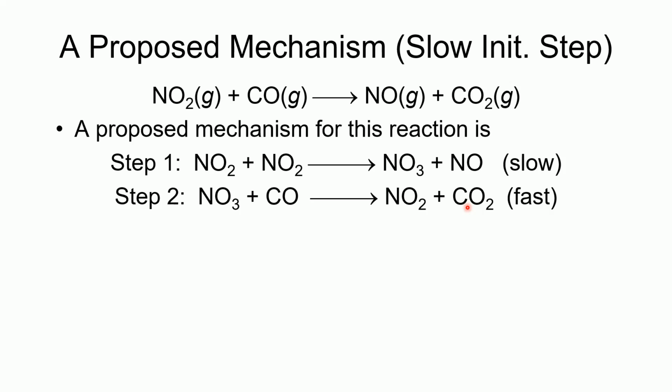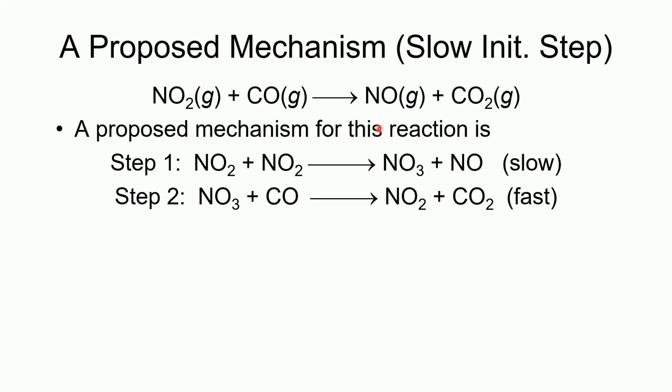A mechanism requires, one, that the sum of these reactions has to add up to the overall reaction. Well, we'll see that we've got NO2, NO2, and then one NO2 on the right. So one of those NO2s cancels out, so NO2 is good. NO3 and NO3: NO3 is not a reactant, it's not a product, it must be an intermediate. So NO3 cancels out. NO is on the right side, and then CO2 is on the right side, and CO is on the left side. So everything does add up to give us this reaction. So that meets the requirement for that.